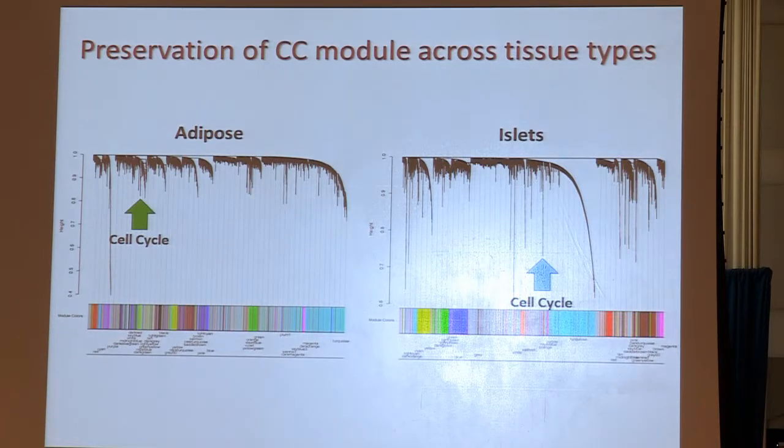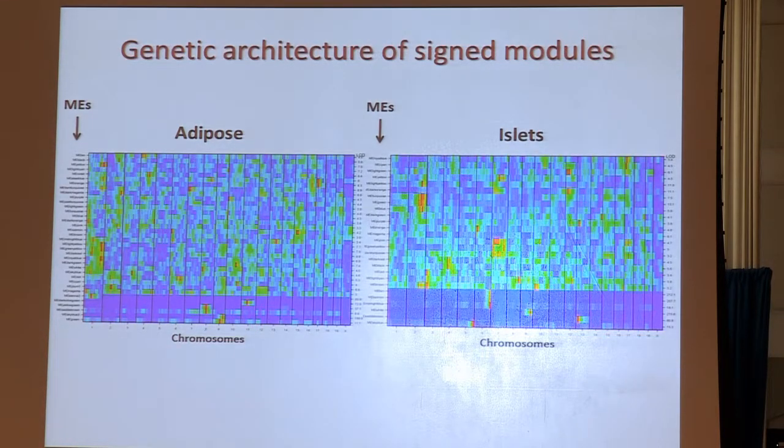I mean, adipose has got to grow, islets have got to grow. It's the same transcripts, right? Well, in fact, it is. But one thing we can do is we can map it, right? So we've got Eigen genes. And we use the Eigen genes to map.